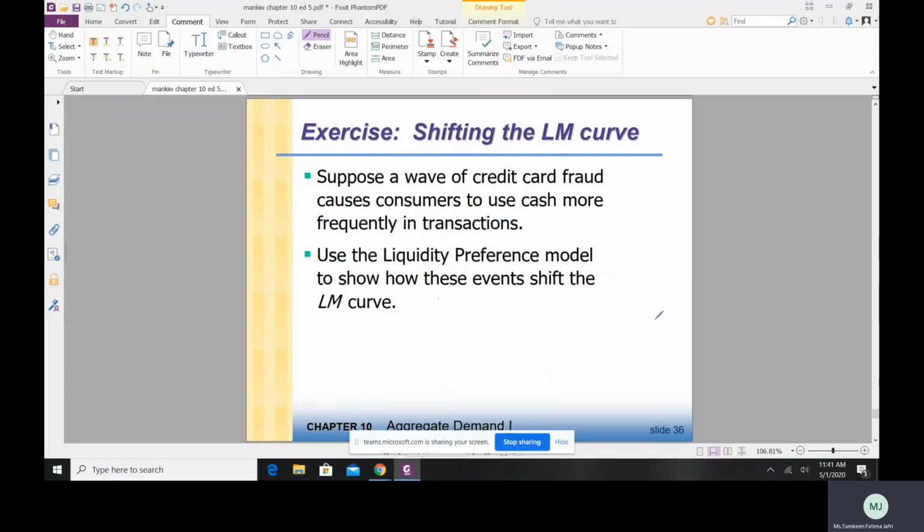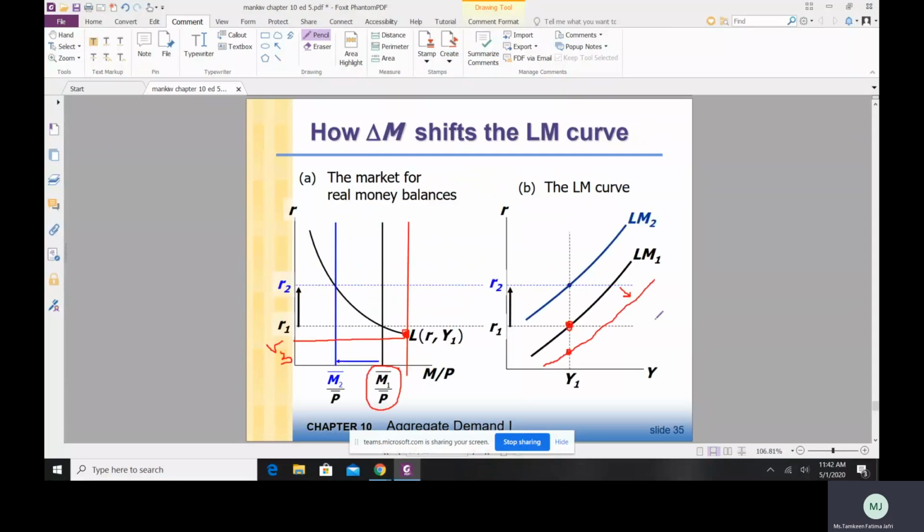Now there's one exercise for you which we can do together. Suppose there is a wave of credit card fraud which causes consumers to use cash more frequently in transactions. Use the liquidity preference model, or the model for demand and supply, to show how these events shift the LM curve. Now what is happening is that there's a wave of credit card fraud which is making people hesitant about using this as a mode of transaction. So they prefer to conduct transactions in cash rather than using credit cards or debit cards.